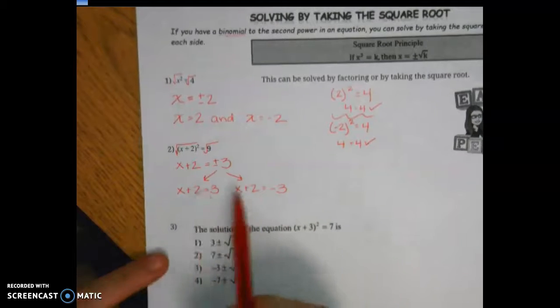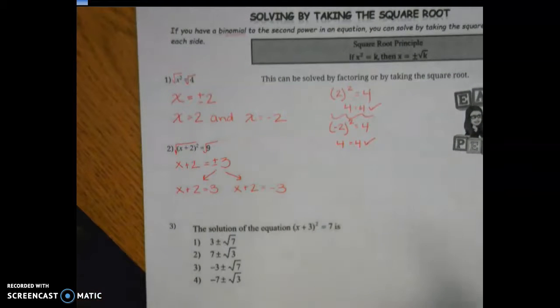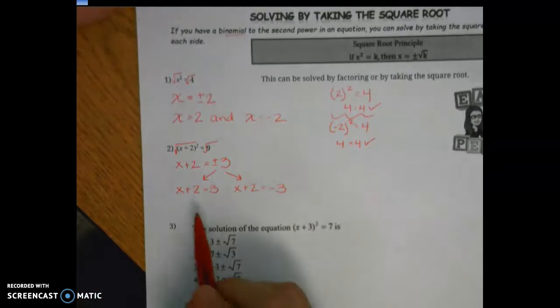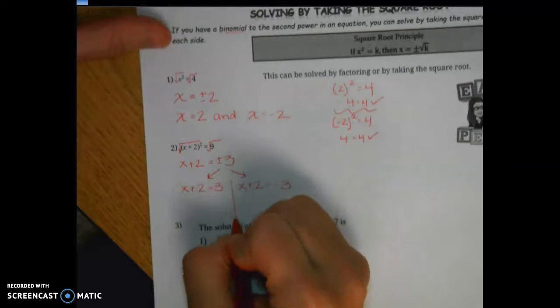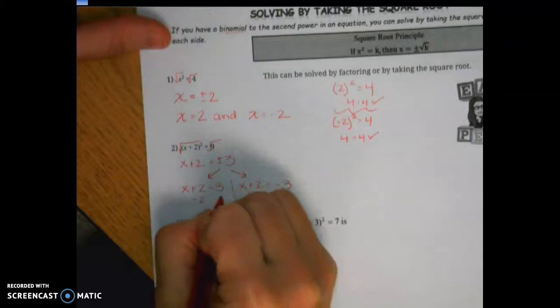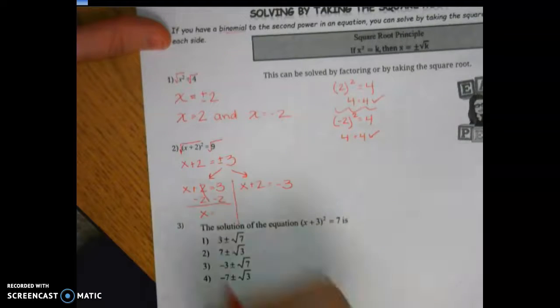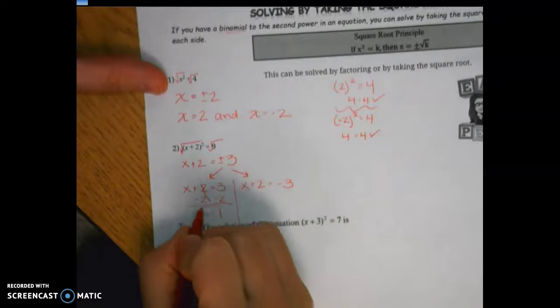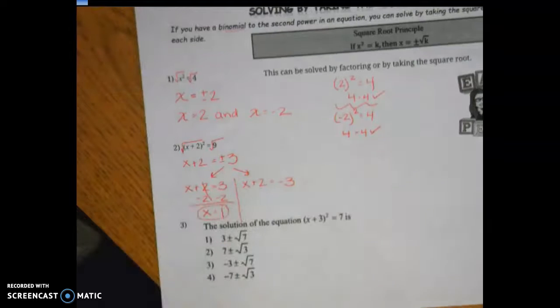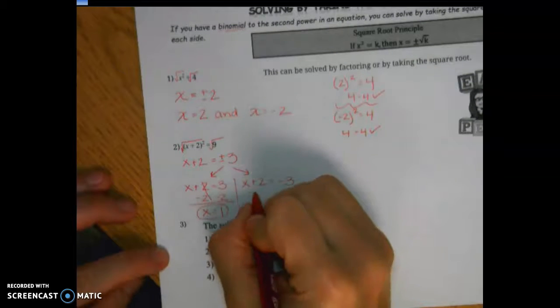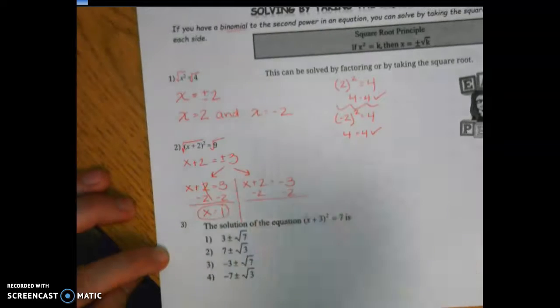Now I have to solve each of these one-step equations to get my 2 different values for x. For this one-step equation, I would minus 2 from both sides, and I get x equals, and then 3 minus 2 is 1. So x equals 1 is one of my 2 solutions. And now I have to solve this one to get the other solution. To get x by itself, I'll do minus 2 and minus 2 on both sides.